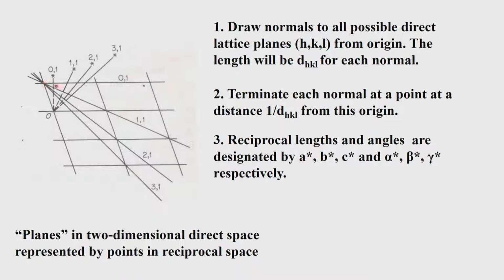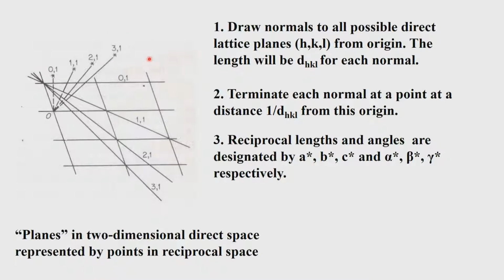So, this therefore will give us the collection of all the reciprocal lattice points, which are indicated by star marks. Reciprocal lengths and angles are designated by a star, b star, c star, alpha star, beta star, gamma star respectively, similar to the star marks on these values. So, these are the 1 over d HKL values.